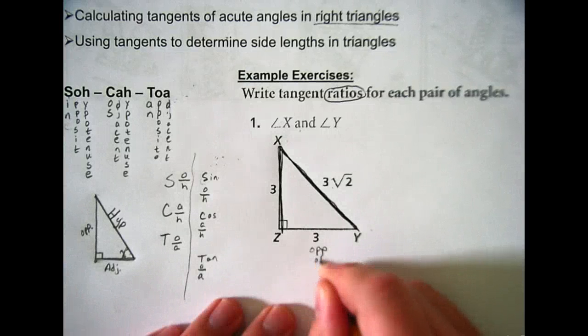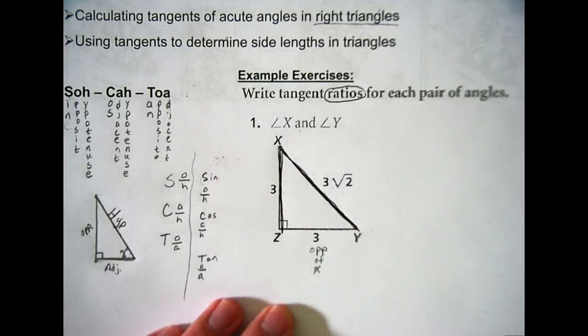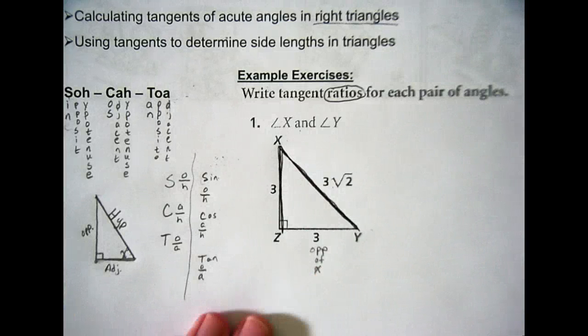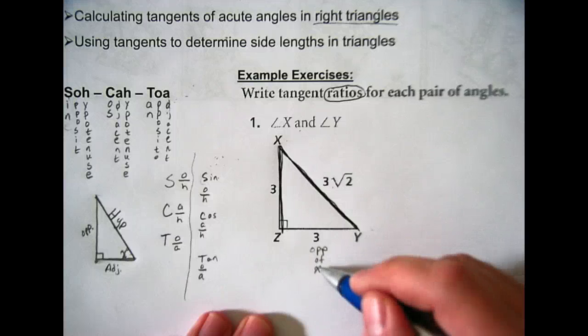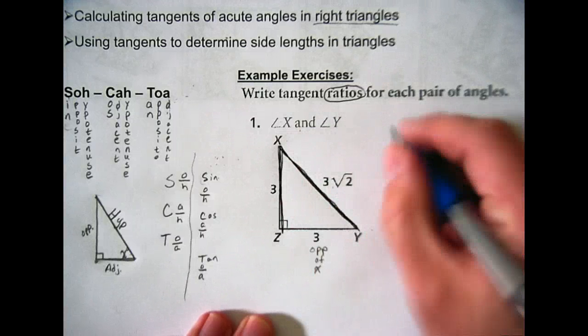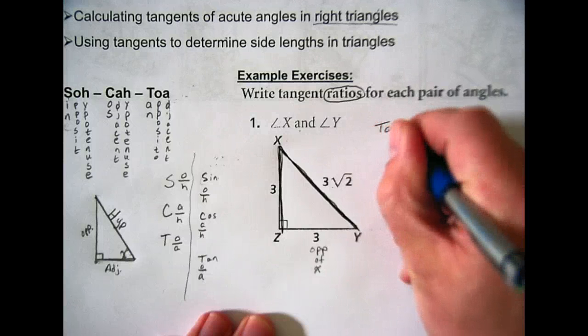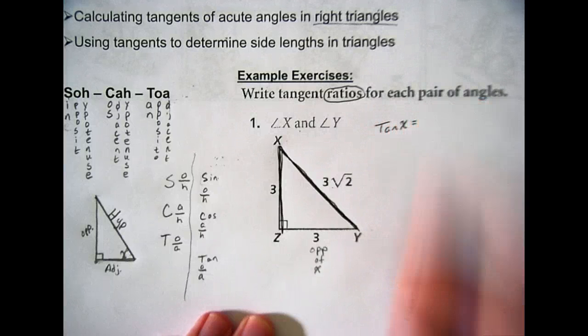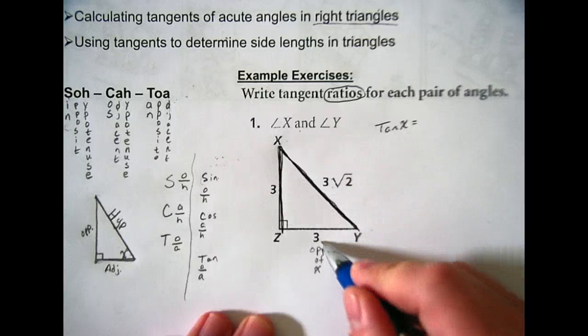Okay, so in relation to angle x, that is the side opposite of x. When I traced x, I did not touch that side. I didn't trace it at all. So the tangent of x is equal to the opposite.